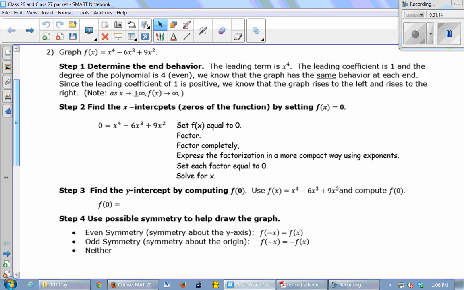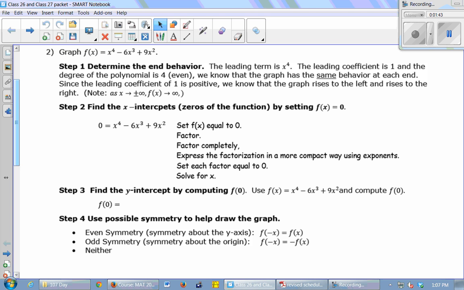So you need to look at the degree and whether it's even or odd, and the leading coefficient, whether it's positive or negative, and that tells you about the end behavior. In this case, the graph rises both to the left and to the right. The notation for that would be as x approaches either positive or negative infinity, the far right or the far left, f of x approaches infinity.